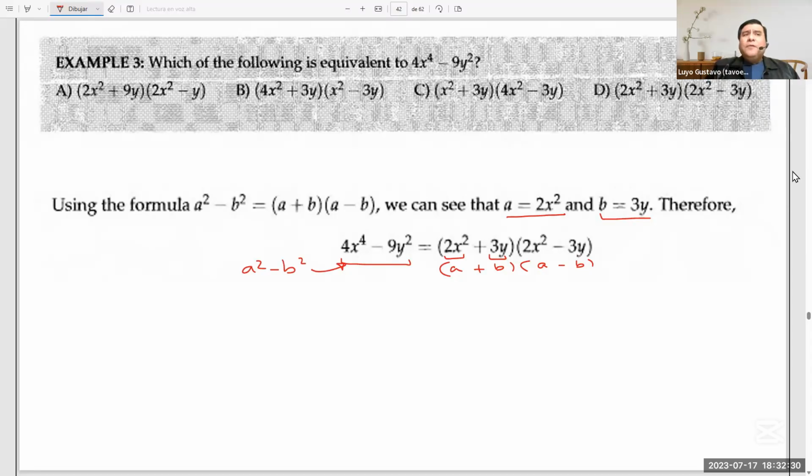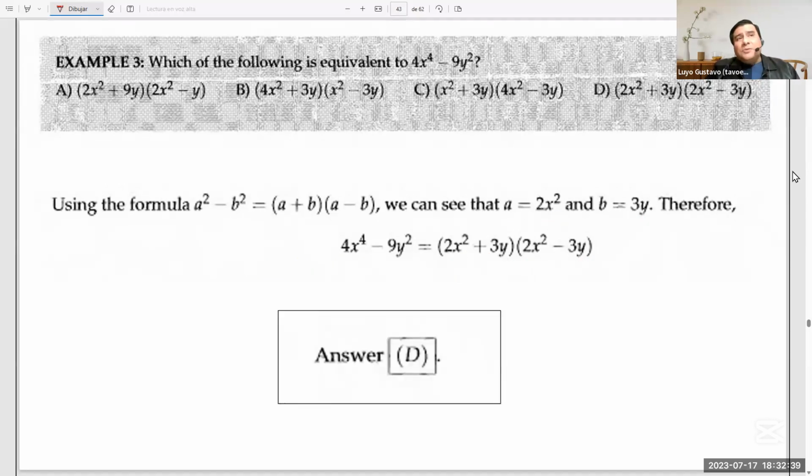Now, what follows? It's just matching the correct choice. The one that corresponds is option D. Okay, let's move on. Let's try question number 4.